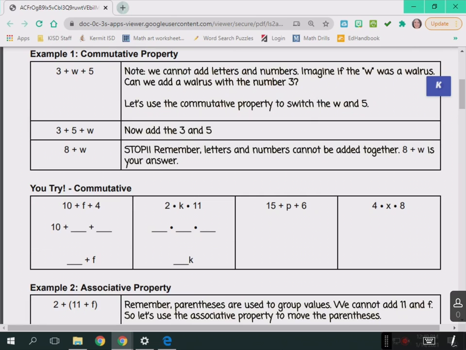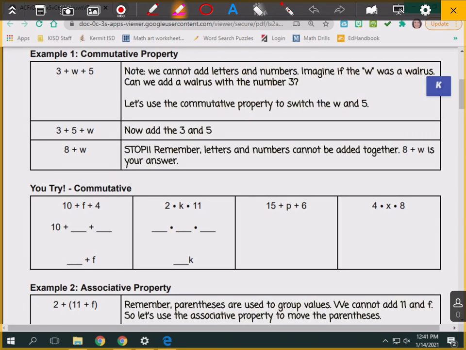And remember, we still can't combine letters and numbers or variables and numbers together. So we are going to stop at 8 plus W. That's all we're doing. We're not solving. We're not finding what it's equal to. We're not finding the value of W. We're simply just rearranging equations and expressions to work best. So we're going to give this a try.